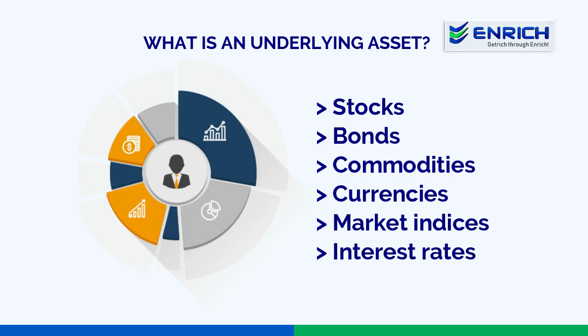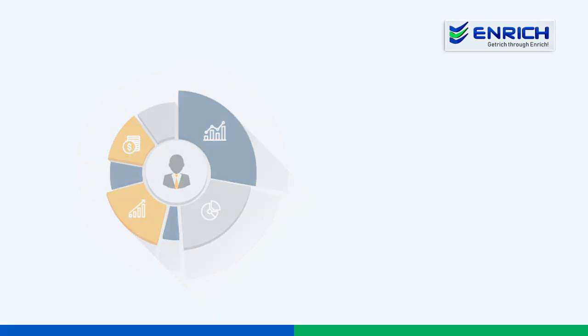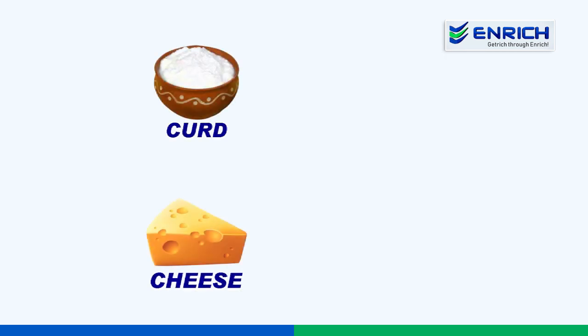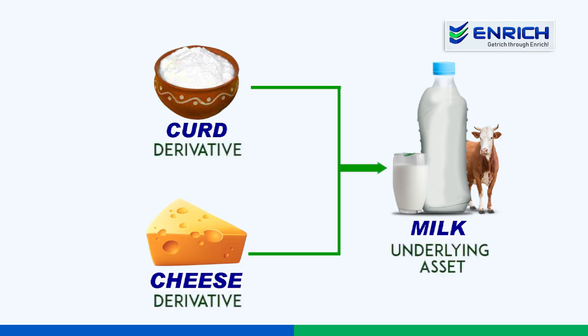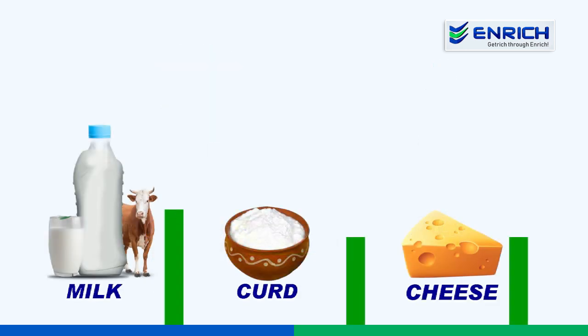We can also see a lot of derivatives in our daily life. For example, let's take curd and cheese. These two products are derived from milk. So curd and cheese are derivatives from milk, and milk is the underlying asset. Both curd and cheese have a value of their own, but both their values will depend on the price of milk. So we can clearly understand here that the value of a derivative changes or is affected by its underlying asset. So when the price of milk increases, the price of curd, cheese, and other dairy products also increases.